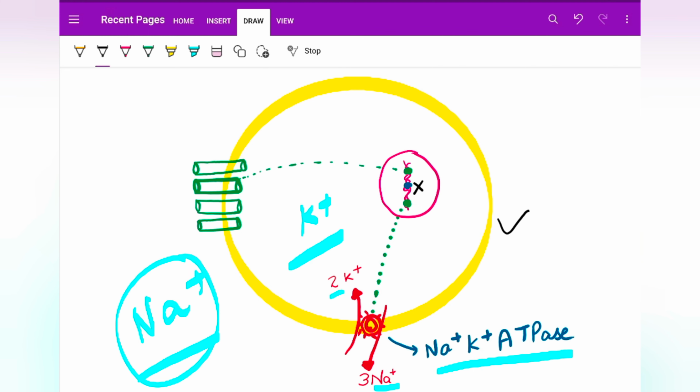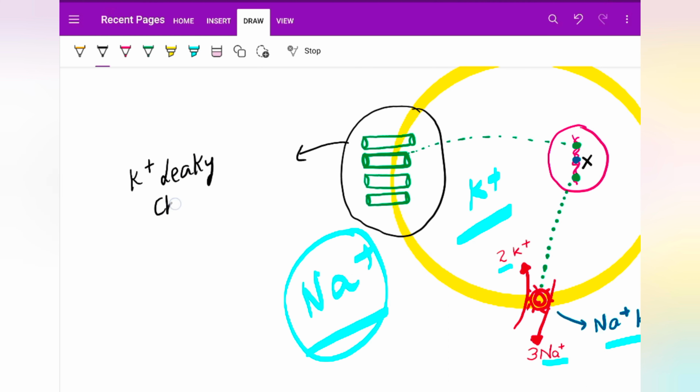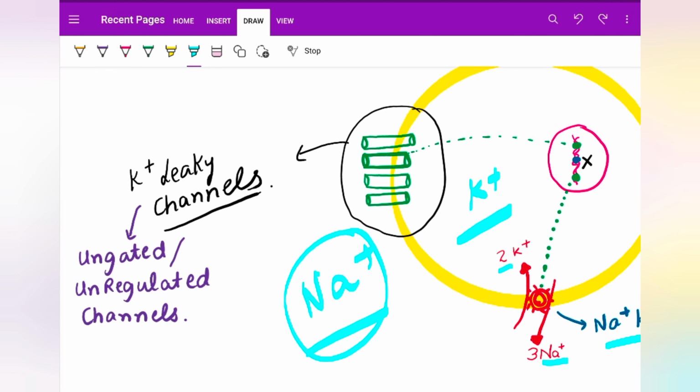All right. Now, these special type of channels which we are talking about are known as potassium leaky channels. They are basically ungated or unregulated channels, that is, they are open all the time. And one more thing, the movement of K plus across them is passive. Okay, this is passive, not active.